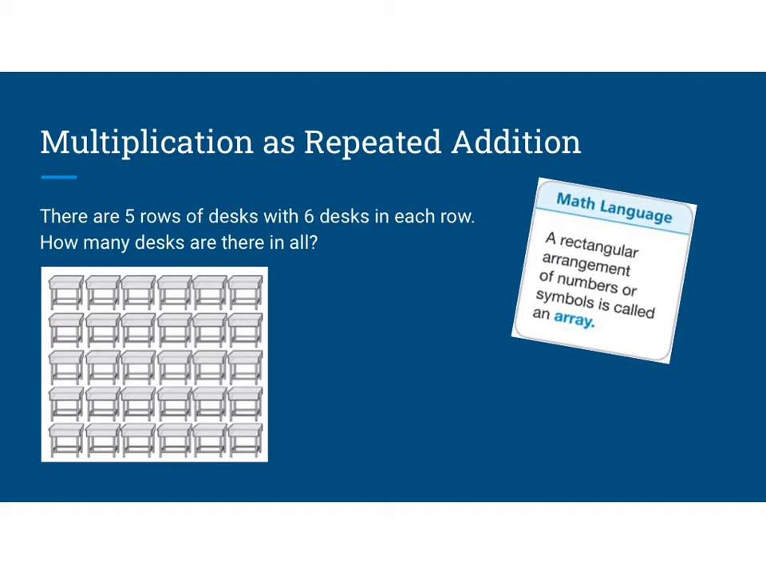There are 5 rows of desks with 6 desks in each row. How many desks are there in all? So if I were to use repeated addition for this problem, I'm going to count how many desks I have in each row. So if I have 6 here, plus 6 here, plus 6 here, plus 6 here, plus 6 more, then that means that I have a total of how many desks? 30.